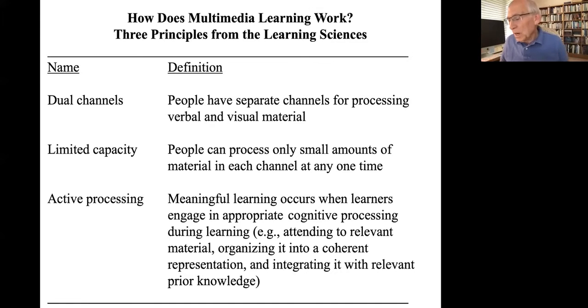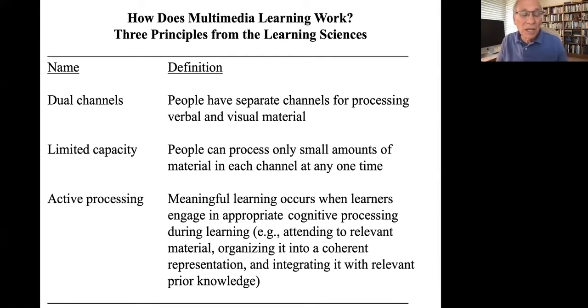Three really important concepts from cognitive science are the idea of dual channels, limited capacity, and active processing. People have separate information processing channels for verbal material and visual material. They're processed in different parts of the brain. They're represented differently. Limited capacity is the idea that we can only pay attention to a small amount of material in each channel at any one time.